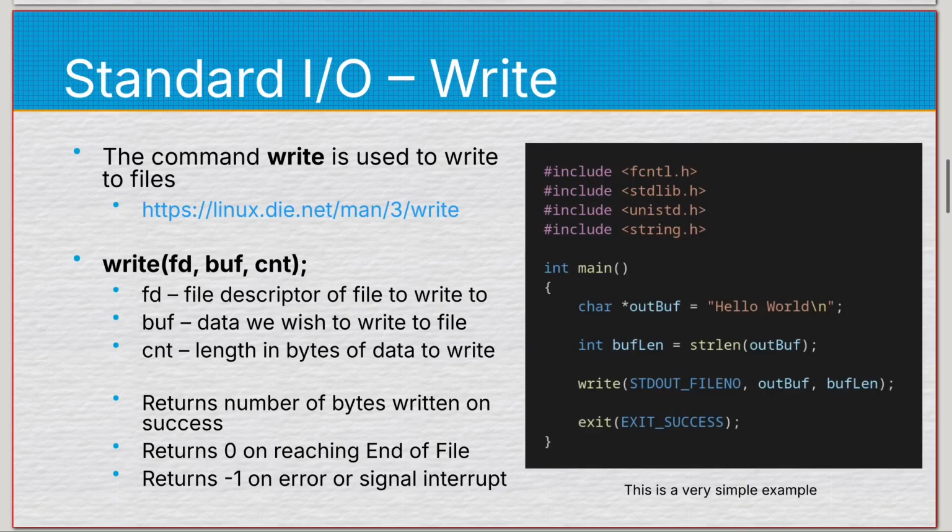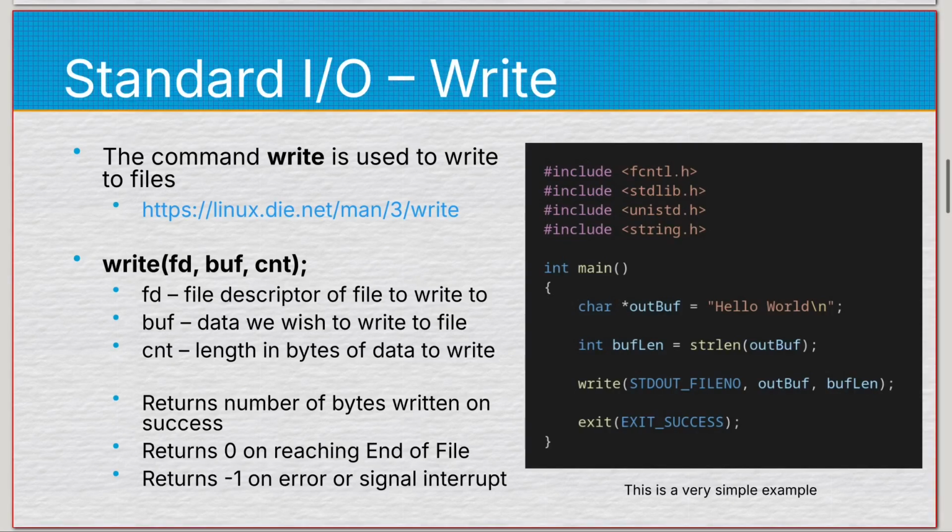Write, however, this is perfectly fine. This happens all the time. So, just like read was used to read from files, write is used to write to files. Shocking. Same thing, file descriptor, a buffer, and a count. So we have a file descriptor, a file to write to, the data we wish to write to a file, and then a count, the length of data to actually write. It returns the number of bytes that were written on success, returns 0 when reaching the end of file, and -1 on error. Again, this is almost the exact same thing as read, it's just a different direction essentially.